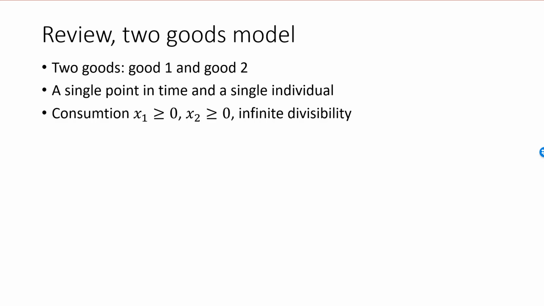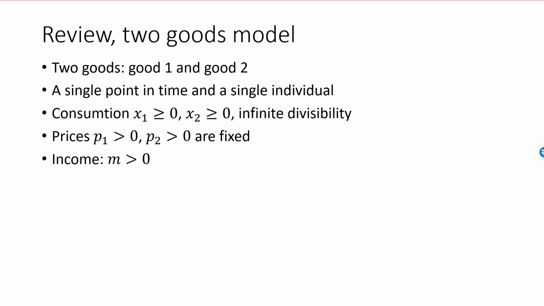We use x1 and x2 to denote the consumption of good 1 and good 2 respectively. x1 and x2 are greater than or equal to 0 and goods are infinitely divisible. Each good has a price, P1 for good 1 and P2 for good 2, both strictly positive. The individual has an income M greater than 0 to spend on these goods.